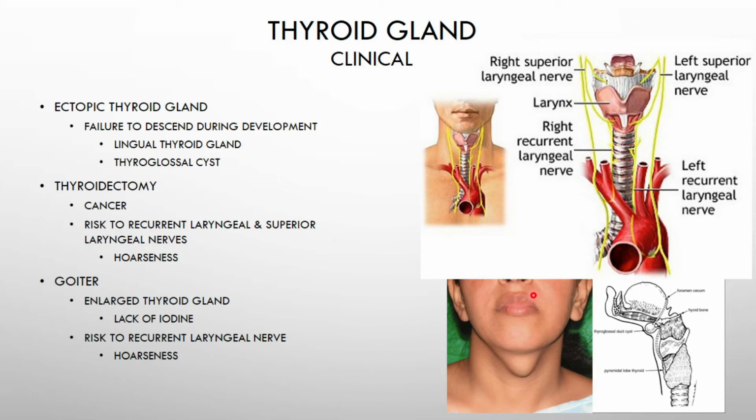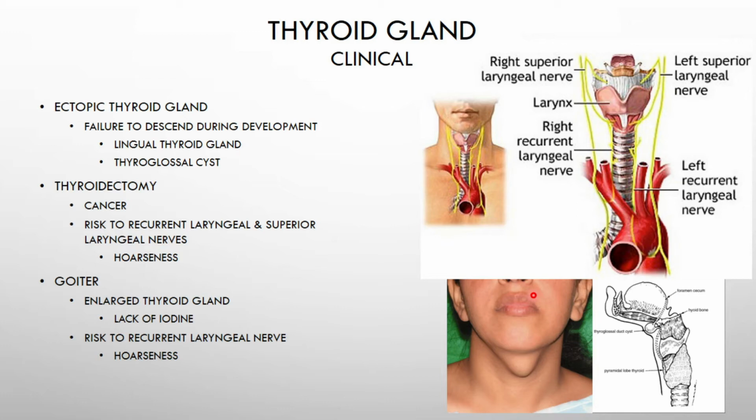You can end up with an ectopic thyroid gland. So essentially it just doesn't descend, so it can lie further up your neck, anywhere between the root of your tongue and down, essentially. The thyroid gland can also be removed, which we call a thyroidectomy. So it might be that there is thyroid cancer or something like that.